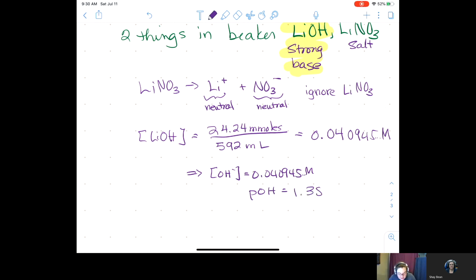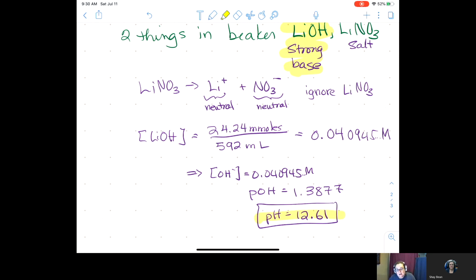is 1.3877, which means the pH is 12.61. I can do a quick check. I had one thing in my container. It was a strong base. I am expecting a basic pH.